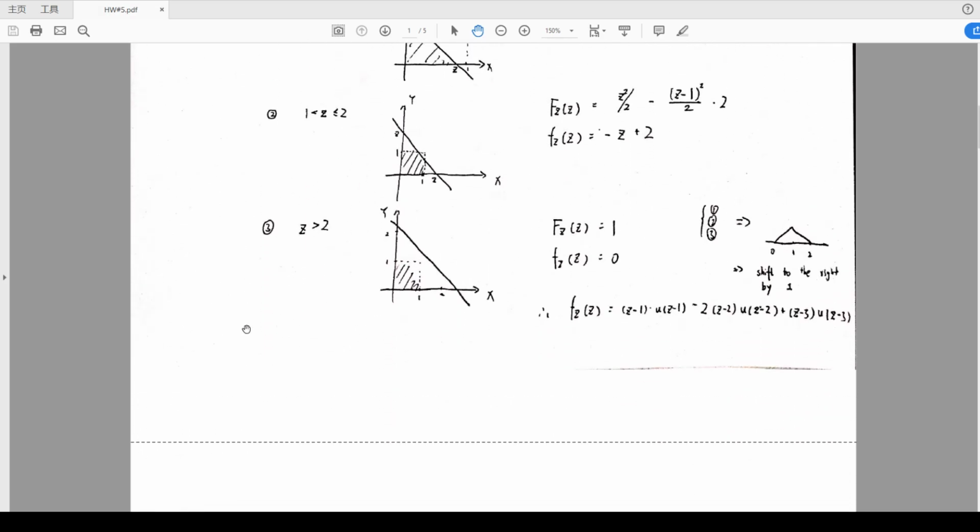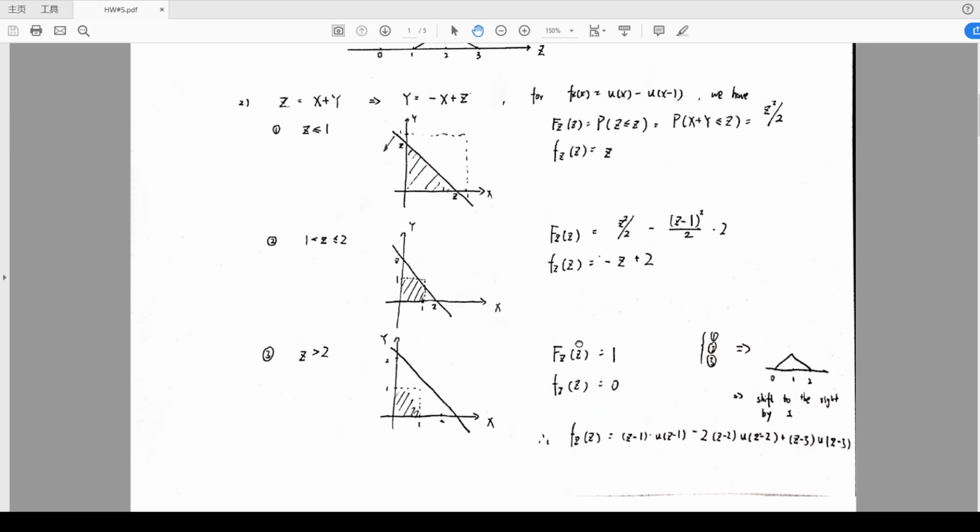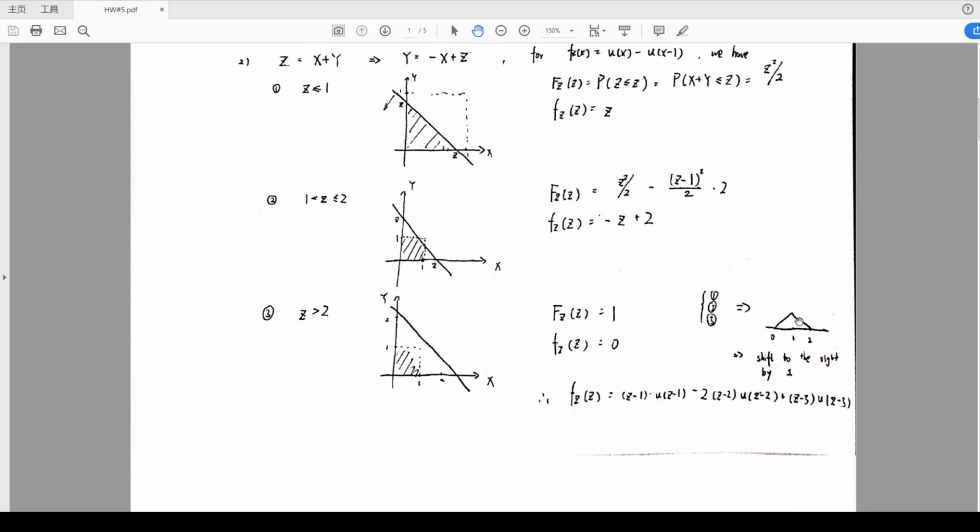The third situation is when z is bigger than 2. It's easy because when z is bigger than 2, the common area is just the unit square. So we easily get F_Z equal to 1, and the derivative is 0. Among these three situations, we can combine them and figure out f_Z. So that's the result. That's it.